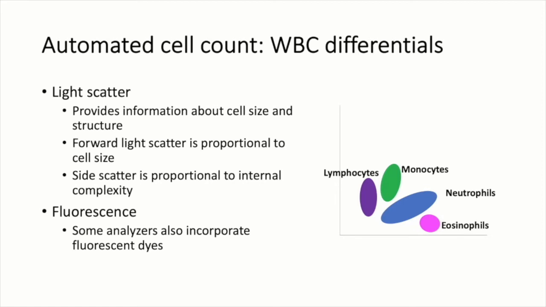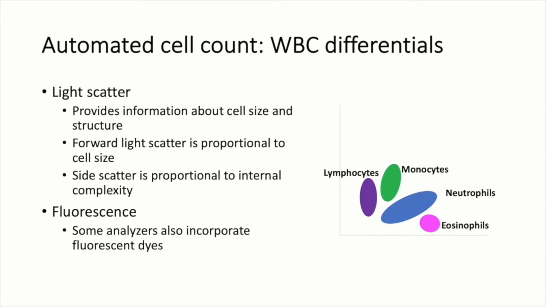The amount of forward scatter is proportional to cell size. A larger cell will have a higher amount of forward scatter. The amount of side scatter, or 90-degree angle scatter, is proportional to the internal complexity of the cell. So for example, a cell that has a lot of cytoplasmic granules has higher internal complexity and higher side scatter. Some hematology analyzers also incorporate fluorescent dyes to help classify white blood cells.